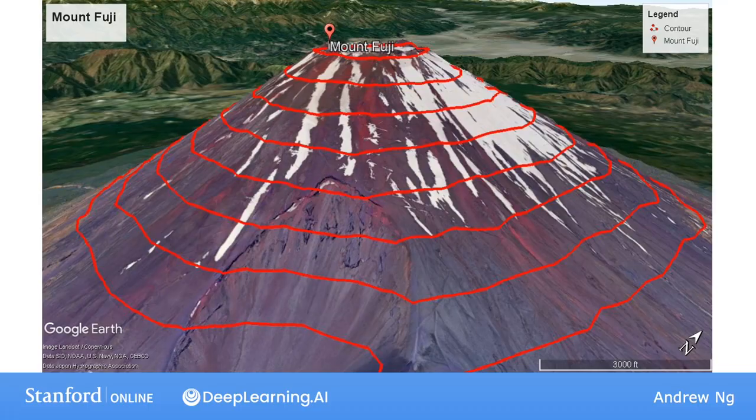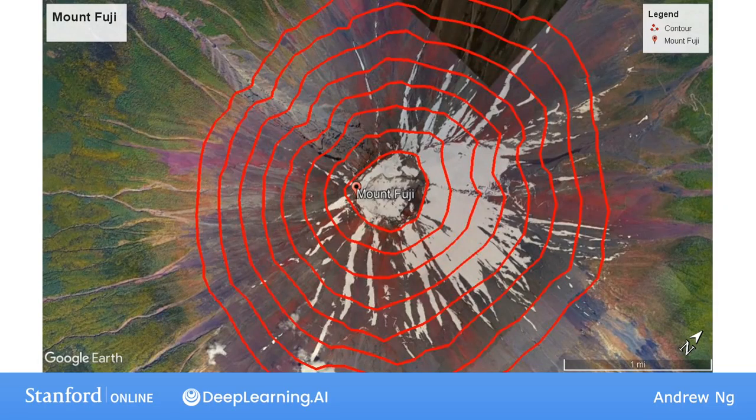And if you've ever seen a topographical map showing how high different mountains are, the contours in a topographical map are basically horizontal slices of the landscape of, say, a mountain. This image is of Mount Fuji in Japan. I still remember my family visiting Mount Fuji when I was a teenager. It's a beautiful sight. And if you fly directly above the mountain, that's what this contour map looks like. It shows all the points that are at the same height for different heights.